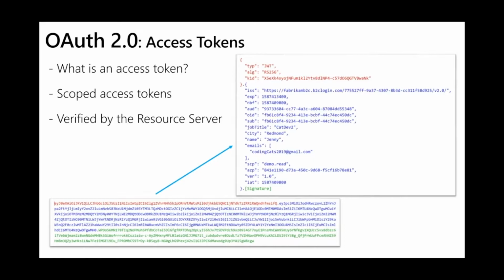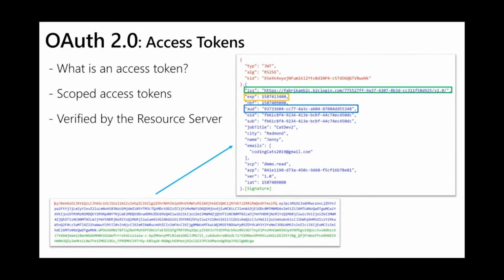The payload contains the issuer. This identifies the authorization server which issued the token. So it should be the same one that I used with Azure AD B2C. This is defining that authorization server. It also contains the expiration time of the token.